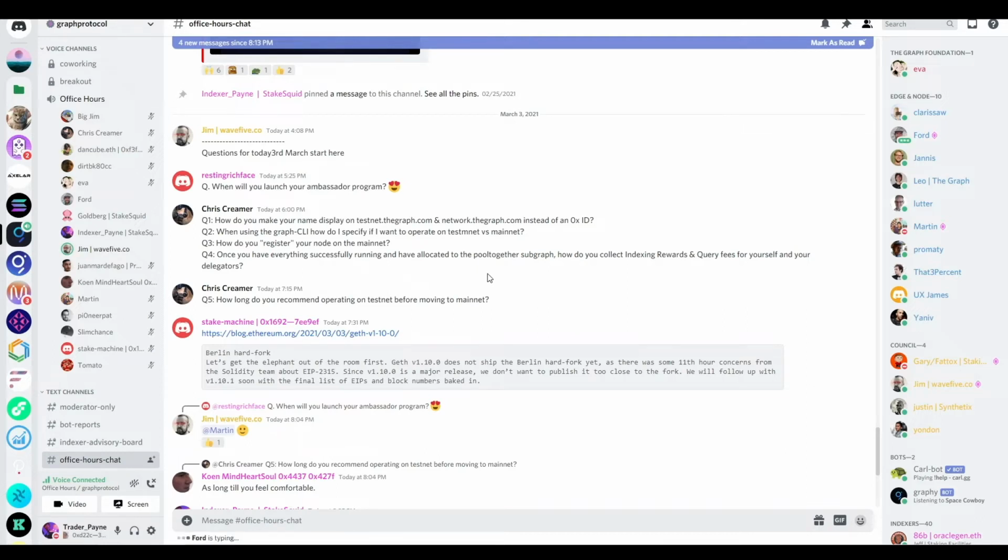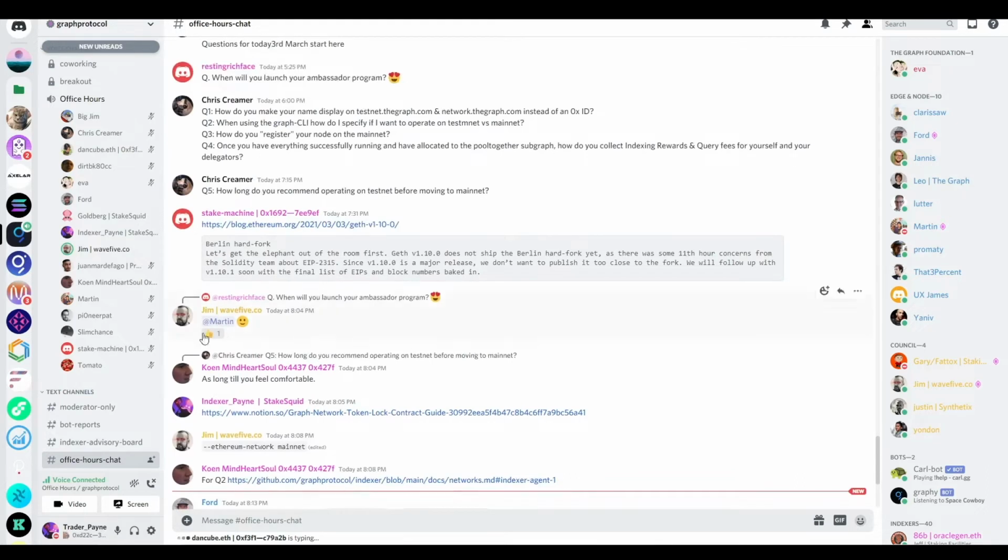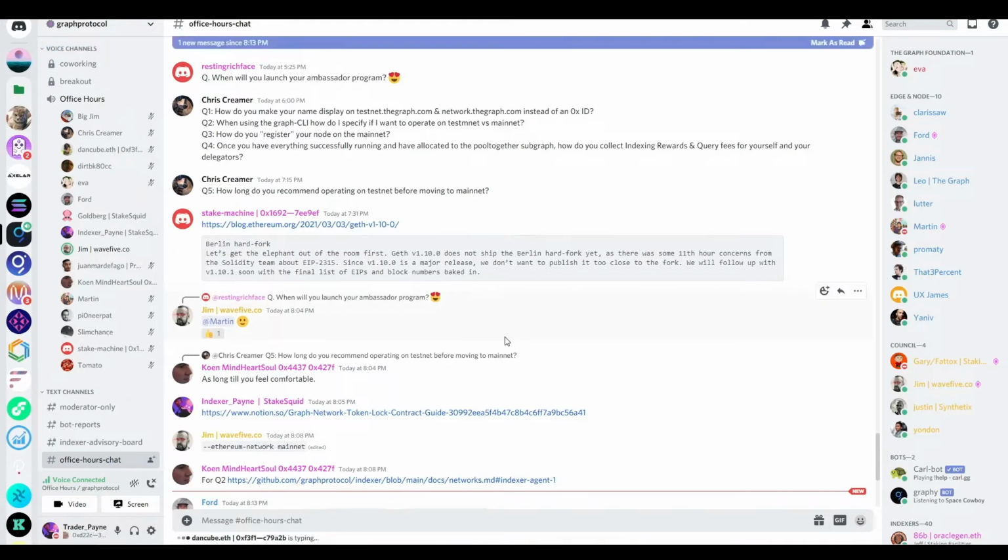How long do you recommend operating on testnet before moving to mainnet? So the testnet that's running right now is a continuous testnet. To my knowledge, it's going to continue to run alongside mainnet for the purpose of testing new stuff before it hits mainnet. So unless anybody has any other knowledge that I don't have, testnet is going to continue to run alongside mainnet permanently.